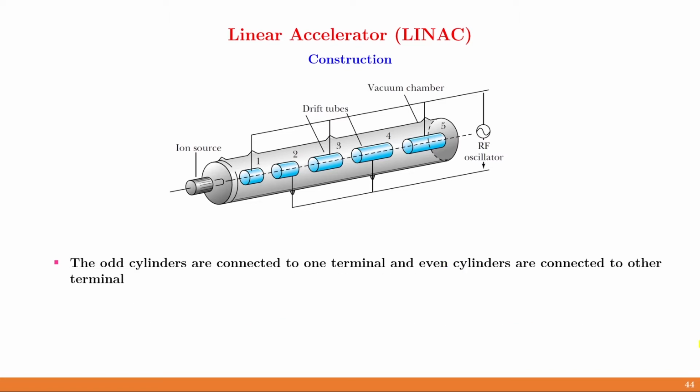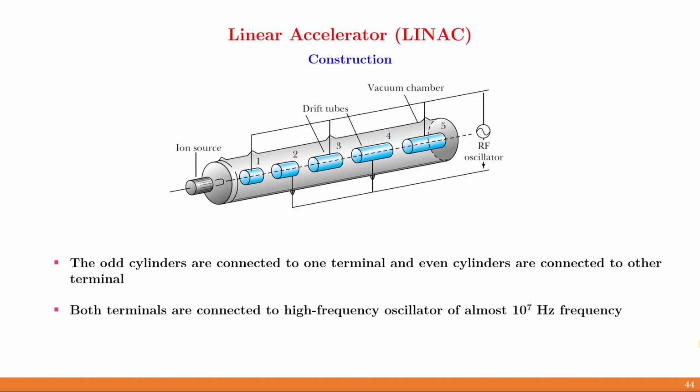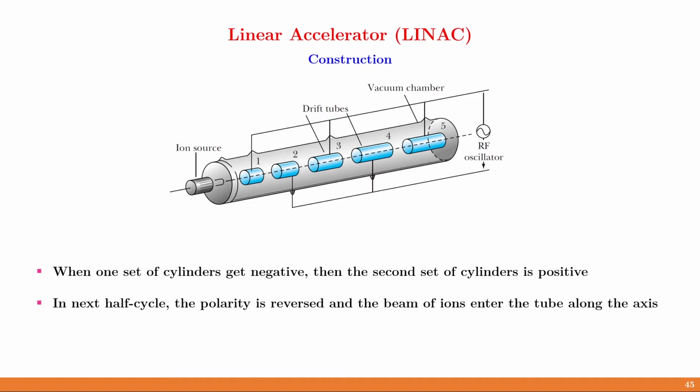All the odd cylinders are connected to one terminal, and even cylinders are connected to the other terminal. Both terminals are then connected to a high frequency oscillator of almost 10^7 Hz frequency. And these cylinders are kept inside an evacuated glass chamber. When one set of cylinders gets negative, the other set of cylinders is positive. In the next half cycle, the polarity is reversed, and the beam of ions enters the tube along the axis.